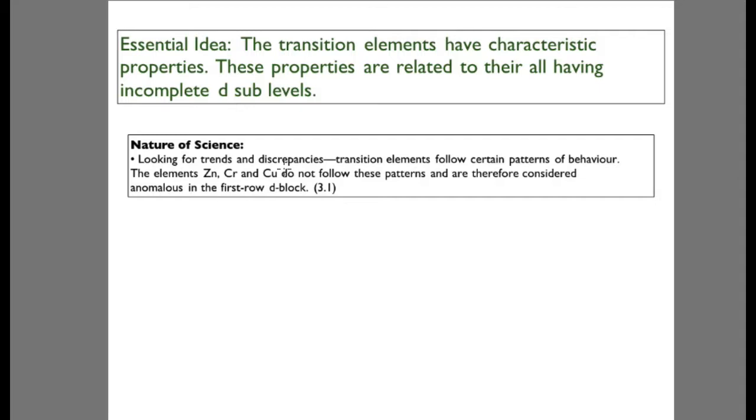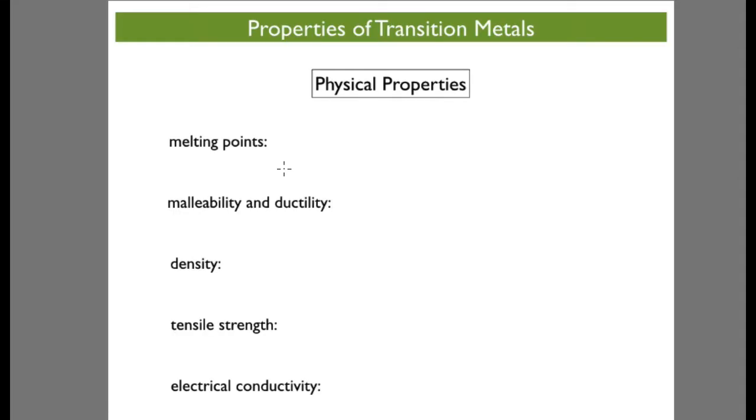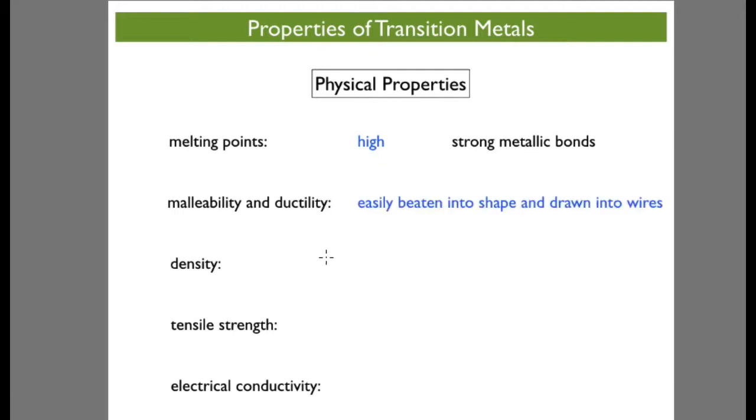D block. Let's look at some of the physical properties. Melting points: they're high, because they have strong metallic bonds. Malleability and ductility: the transition metals can easily be beaten into new shapes and can be drawn into wires. Ductility is the ability to be drawn into a wire.